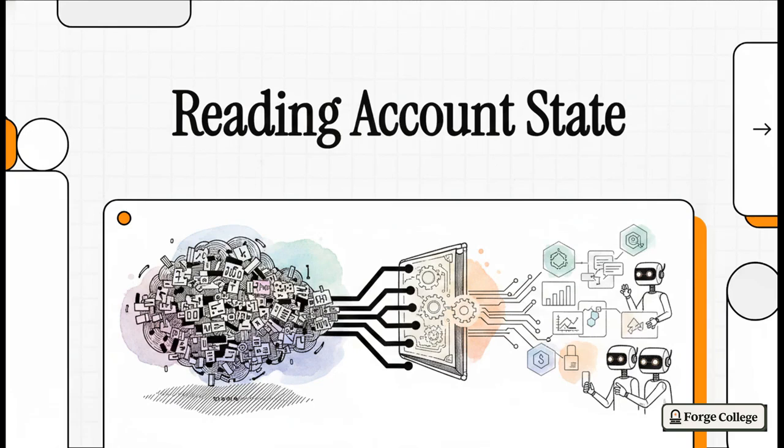Today's explainer is all about something absolutely foundational: reading account state with agent frameworks. Think of us as translators today. We're going to take those raw, totally unreadable Solana blockchain bytes and turn them into actual, high-quality intelligence that our AI agents can use. Because let's be real, if we want these autonomous systems to understand what's actually happening on-chain, this is exactly where we got to start. So let's get into it.